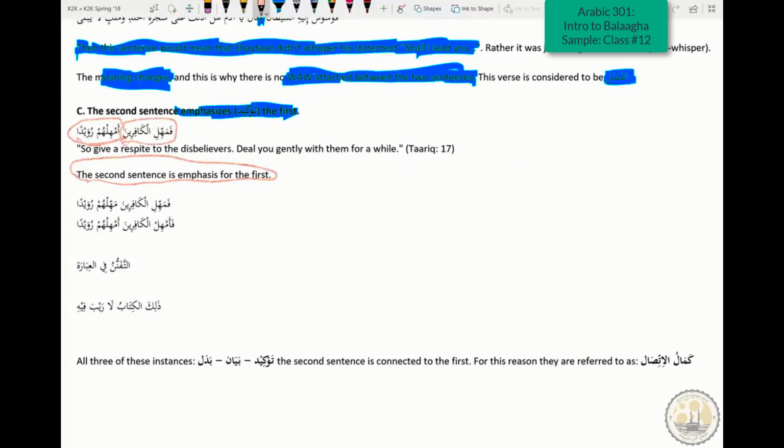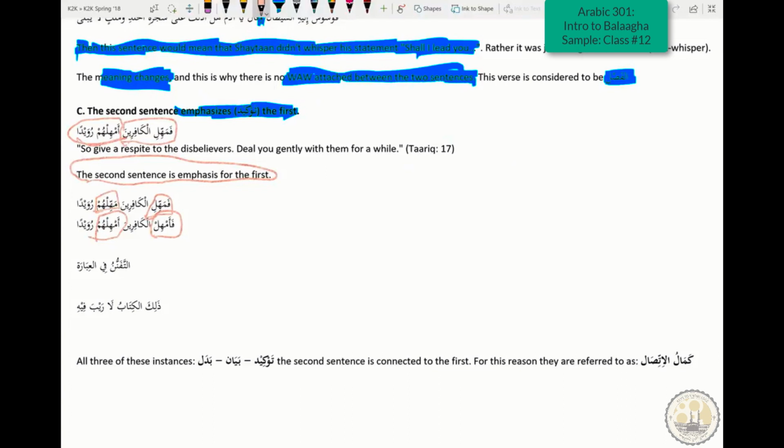So if you were to say, just as a regular example outside the Quran, فَمَهِّلِ الْكَافِرِينَ مَهِّلْهُمْ رُوَيْدًا, the verb is repeated twice. It's the same thing as saying فَمَهِّلِ الْكَافِرِينَ أَمْهِلْهُمْ رُوَيْدًا. Likewise here, if you were to say فَأَمْهِلِ الْكَافِرِينَ أَمْهِلْهُمْ رُوَيْدًا, repeating the verb twice, it's the same thing. All right? It has the same exact meaning.